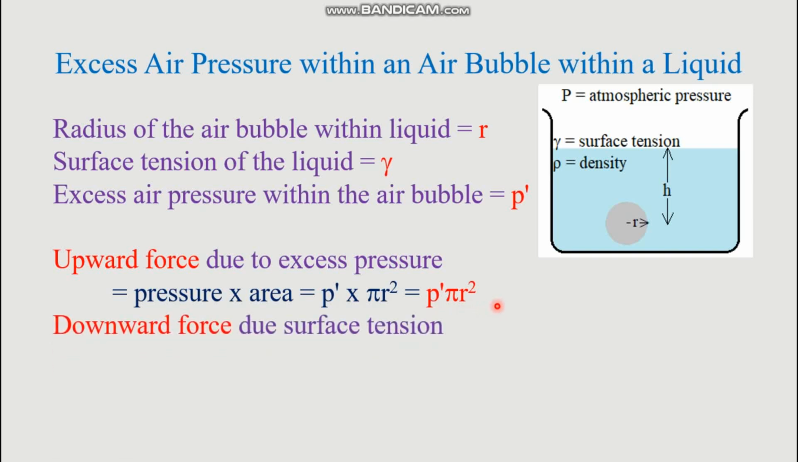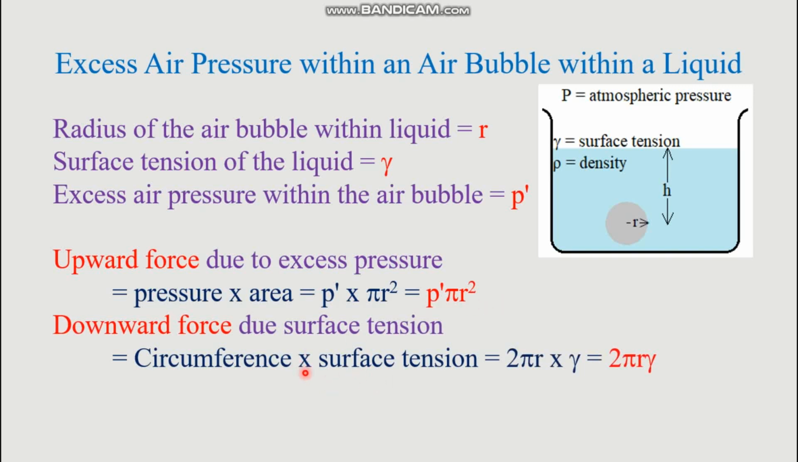What about the downward force, which is due to surface tension? The downward force due to surface tension is circumference into surface tension, because surface tension, again I say, is not in the dimension of force. So if we want to convert this into the dimension of force, we have to multiply it with the circumference of the hemisphere, from here to here. This is the circle. Look at the movement of the cursor. The length of the circle is its circumference, which is twice pi r. So it is twice pi r gamma.